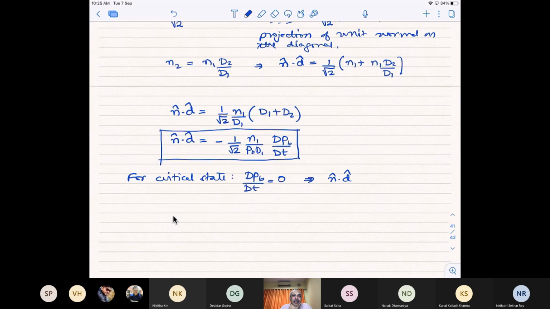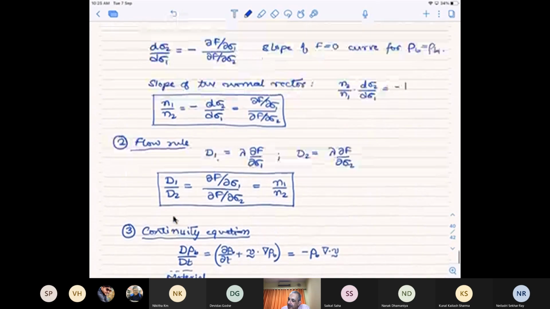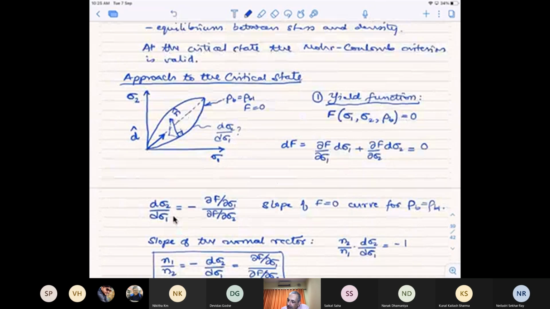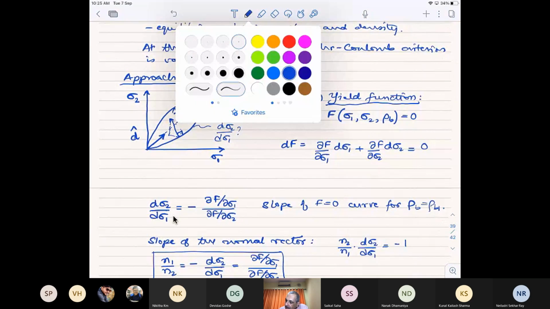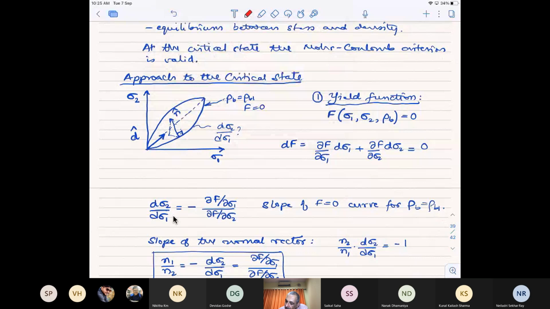So what is n dot d? When is n dot d 0? Well, if we go back over here, the only time that n dot d will be 0 is if n is orthogonal to d. So that means when you are over here. So this essentially will be the critical state, when n is orthogonal to d and the projection of n onto d will be 0. So this is how you would get the critical state.